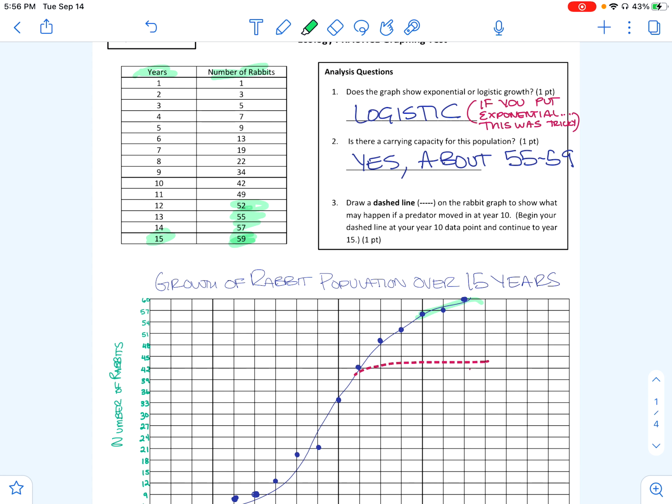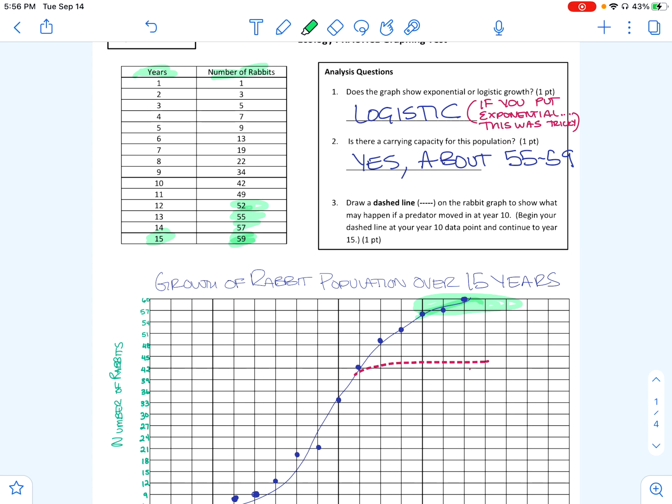And I said, yes, there was a carrying capacity. Carrying capacity would be the number it levels off at. It doesn't have to be an exact number. So it doesn't have to be like 59, 59, 59, so that's how I answered it. If you put exponential for this, it was a tricky one.